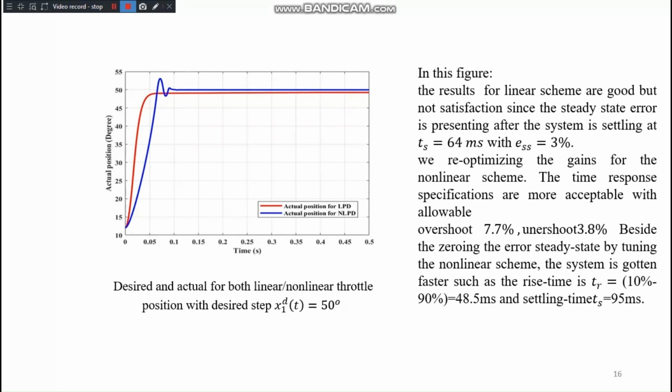To address this, we re-optimize the gains for the nonlinear schema, resulting in more acceptable time response specifications. These include an allowable overshoot of 7.7%, undershoot of 3.8%, a faster rise time of 48 milliseconds, and a reduced settling time of 95 milliseconds. Additionally, the nonlinear schema efficiently eliminates steady-state error.